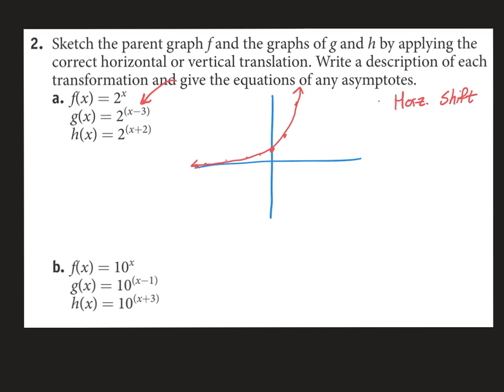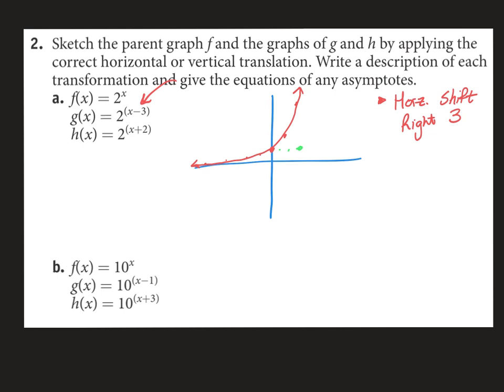And again, anything horizontal has a reverse behavior. So this one feels like we should be going left 3 because of the subtraction sign, but horizontals are always tricky. They do the inverse of what you think. So this is going to go right 3. So every value that we had on the previous one, 0, 1, will be shifted over 3 units. So it'll be sitting here.